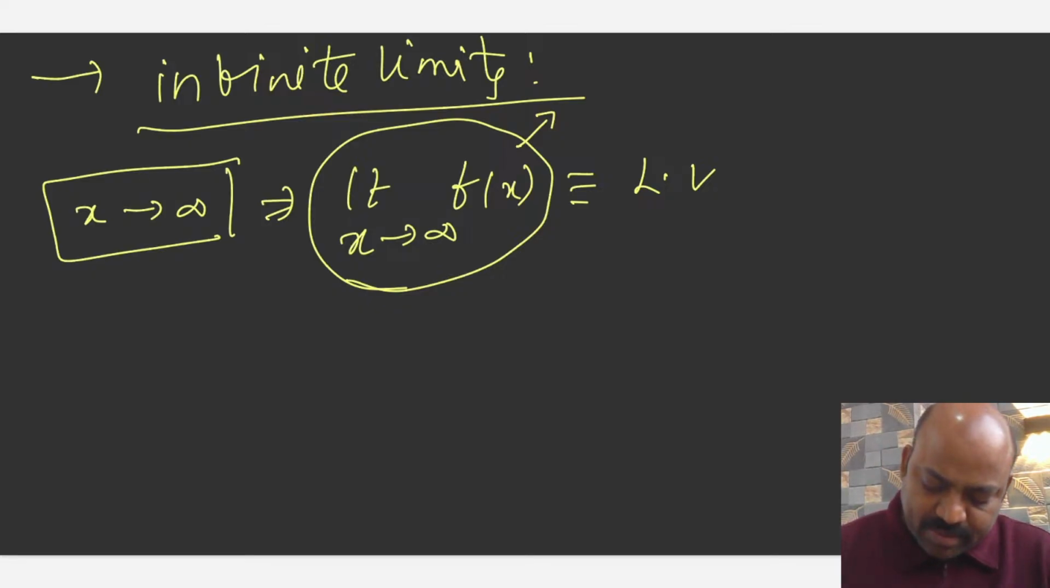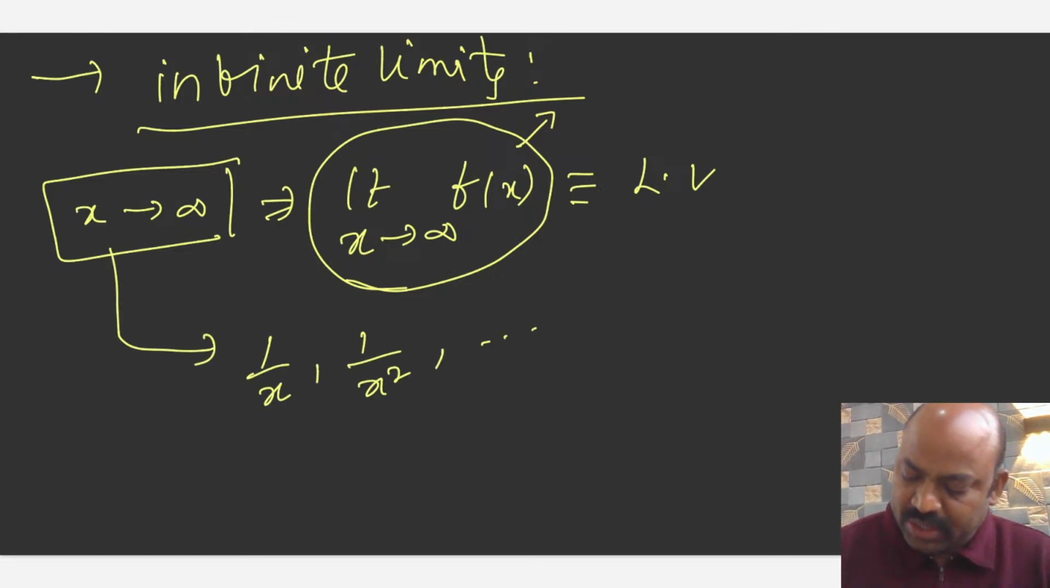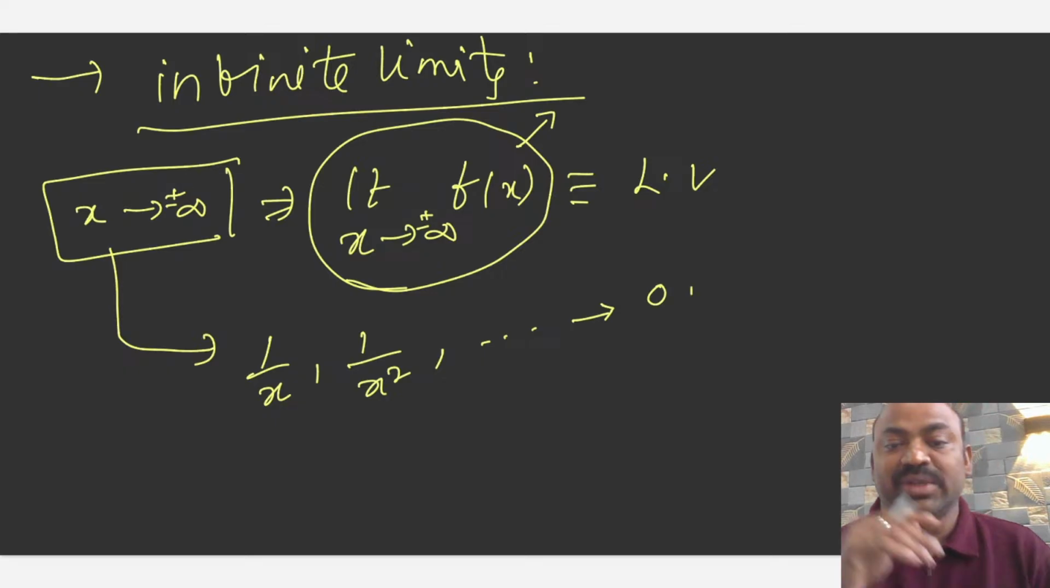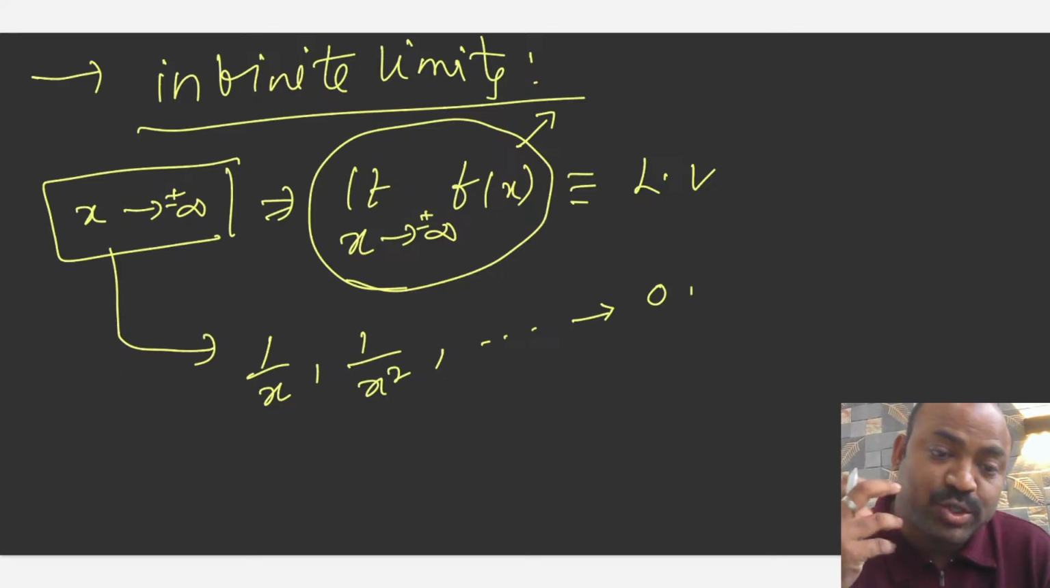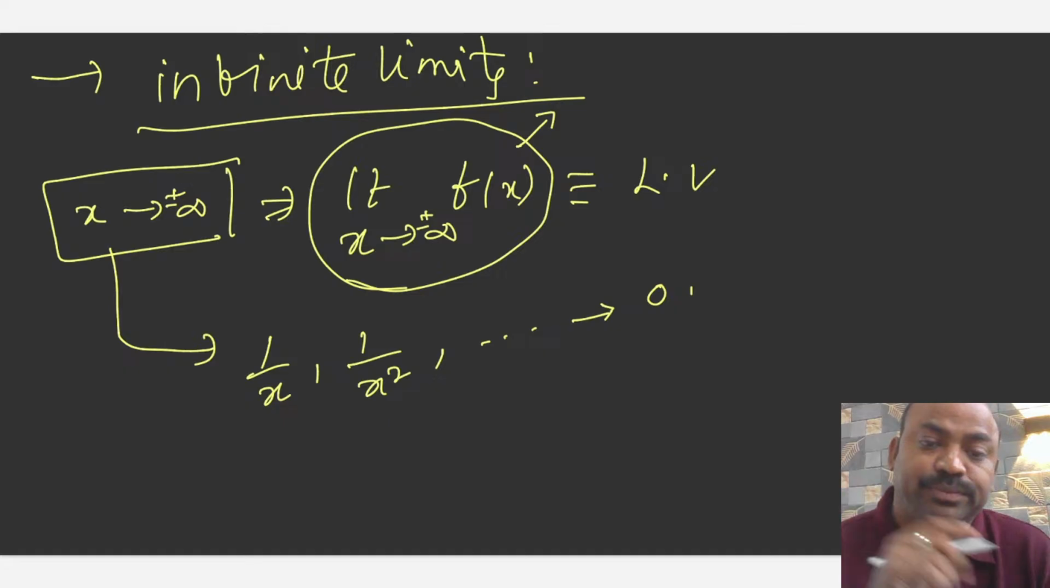So here is the thing, my dear. When x tends to infinity, 1 by x, 1 by x square, and so on, all those things, whether you take plus or minus infinity, will tend to 0. The reciprocal of x powers will go to 0. Clear?